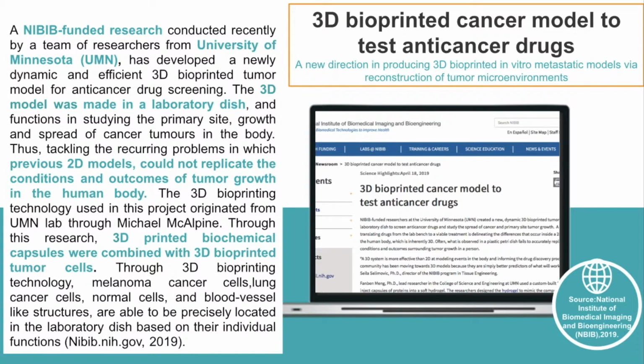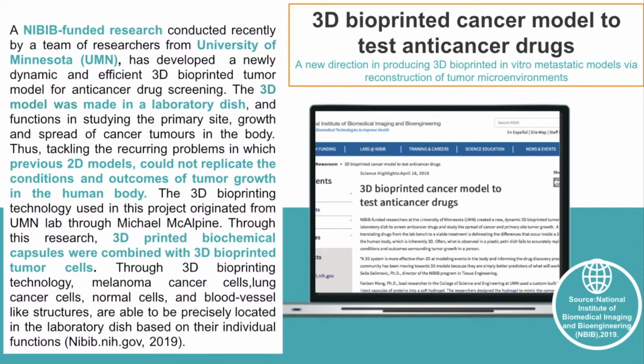The 3D model was made in a laboratory dish and functions in studying the primary site, growth, and spread of cancer tumors in the body, thus tackling the recurring problem in which previous 2D models could not replicate the conditions and outcomes of tumor growth in the human body.